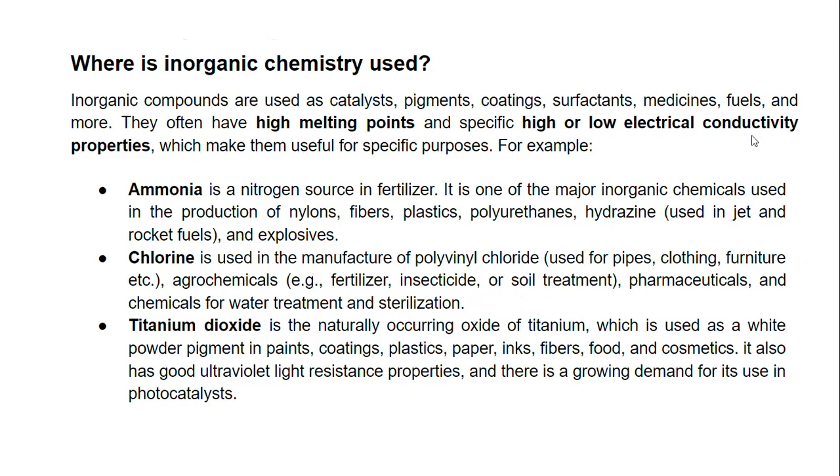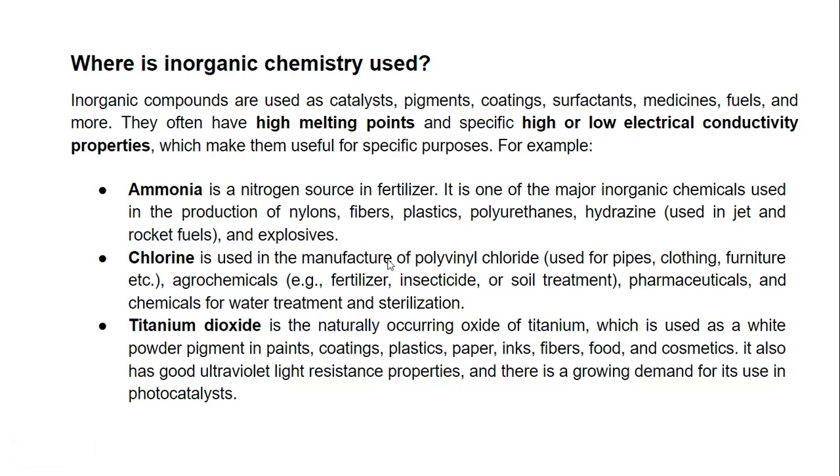Electrical conduction properties of inorganic compounds are very good, which makes them useful for certain specific purposes, including ammonia, which is a nitrogen source in fertilizer. A very good source for fertilizer is ammonia. It is one of the major inorganic chemicals used in the production of nylons, as well as fibers, plastics, polyurethanes, hydrazines for jet and rocket fuels, and explosives. So ammonia is not only used for fertilizers, but it has lots and lots of other applications.